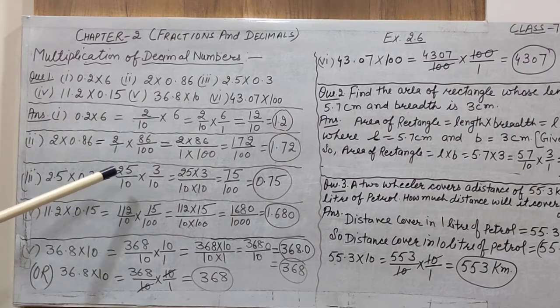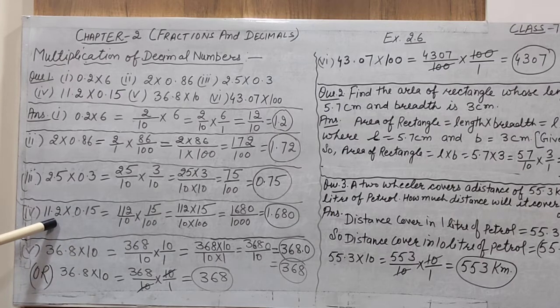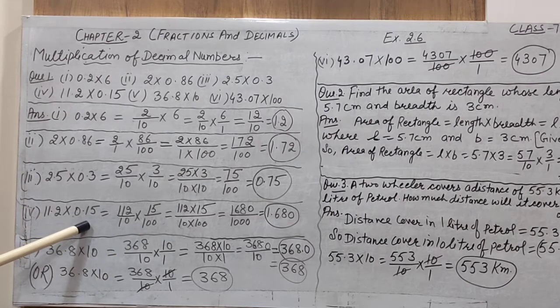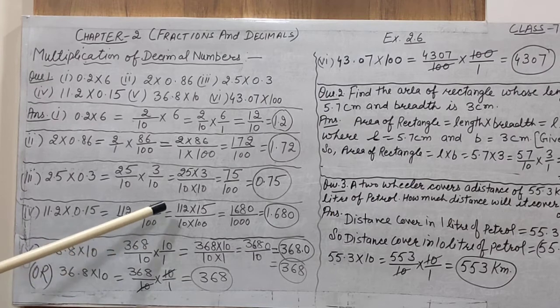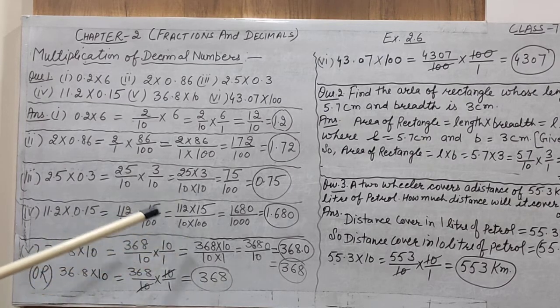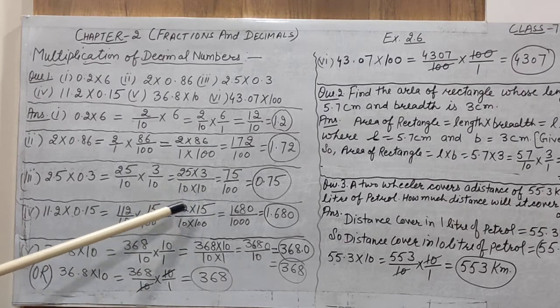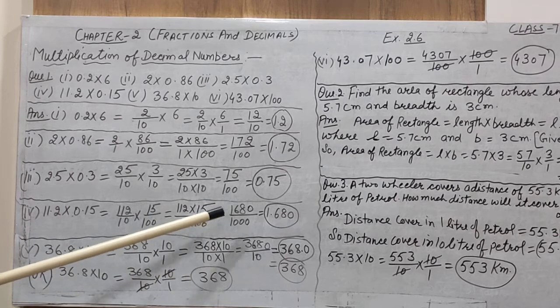As you have seen in these three questions, change into fractional form. 11.2 can be written as 112 divided by 10. Because after the decimal there is only one digit, that's why we write 10 in the denominator. Now in 0.15 there are 2 digits after the decimal. So you have to write 15 divided by 100. So 112 by 10 multiplied with 15 by 100. When we multiply two fractional numbers, numerators are multiplied. 112 multiplied with 15. What do we get?